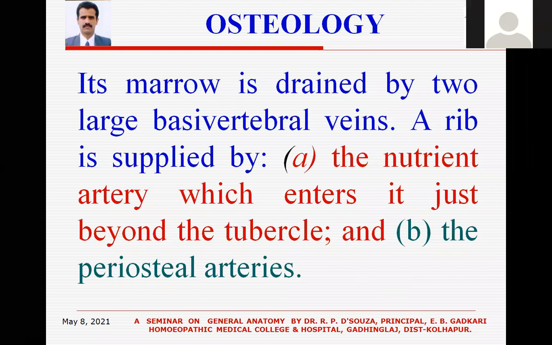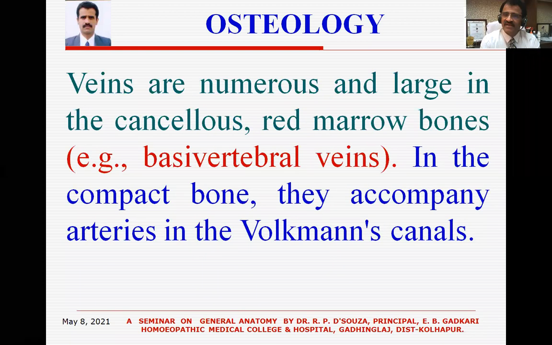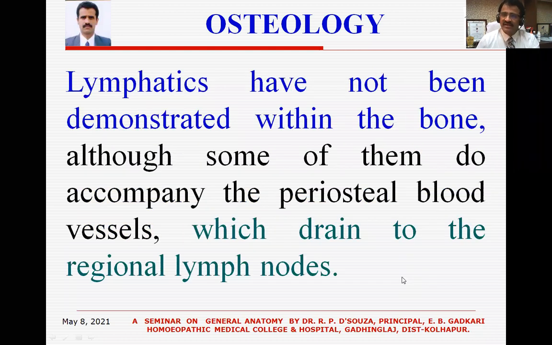Here you can see the periosteal arteries. Veins are numerous and large, and the cancellous red marrow bones, for example, have basivertebral veins. In the compact bone, they accompany arteries in the Hoffman's canals. So in short, you have to understand the different names of the arteries. This is in much more detail, but I am trying to give you the basic idea about the blood supply of bones.